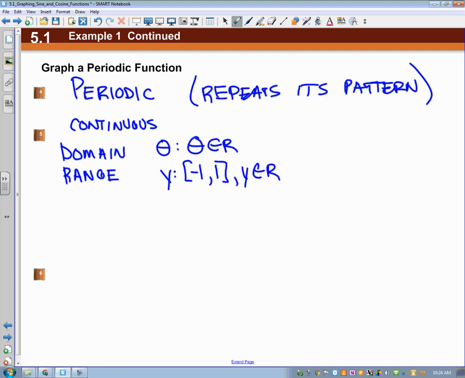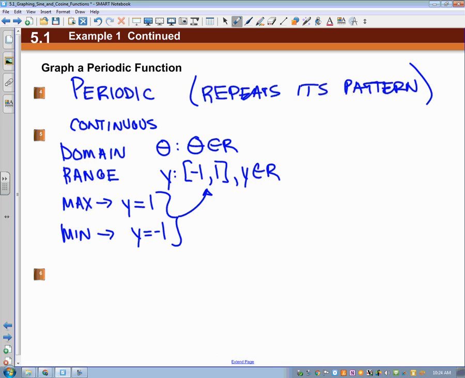Okay, maximum, the absolute highest point on this graph is when y is equal to 1. The minimum is the lowest point on that graph. It's when y is equal to -1. Really important that these are linked to the range. The range should be the minimum point and the maximum point, if there is one, right? We could go to infinity on some graphs.